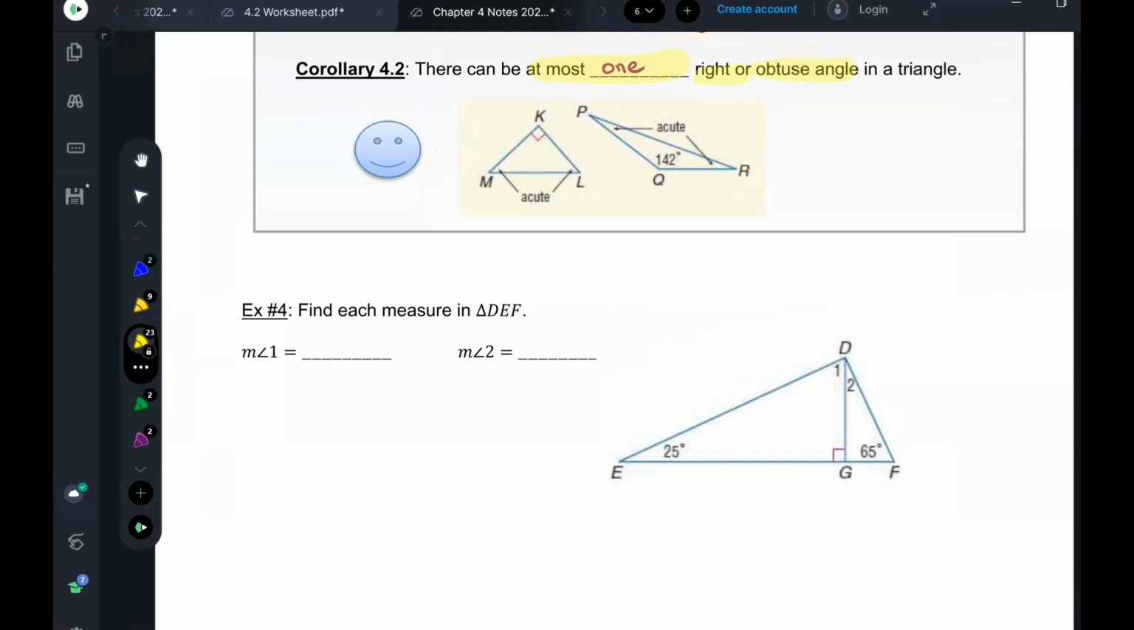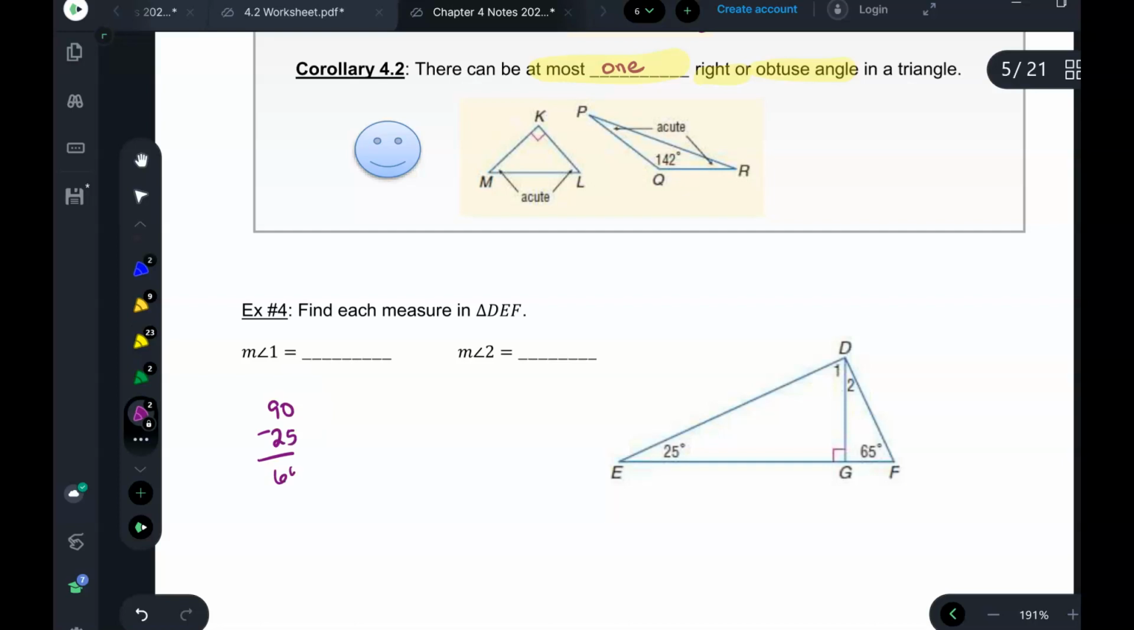Okay. Last example here, and then homework. How would we find the angle? Let's ignore this other little triangle on the right. If this is a right angle, then these two have to be complementary. Isn't that what we just said? So 90 minus 25. 65.